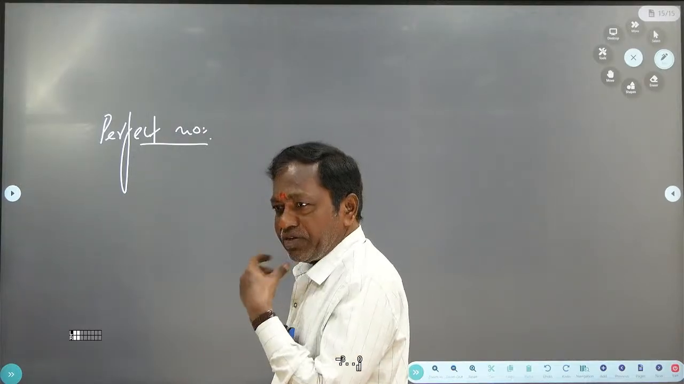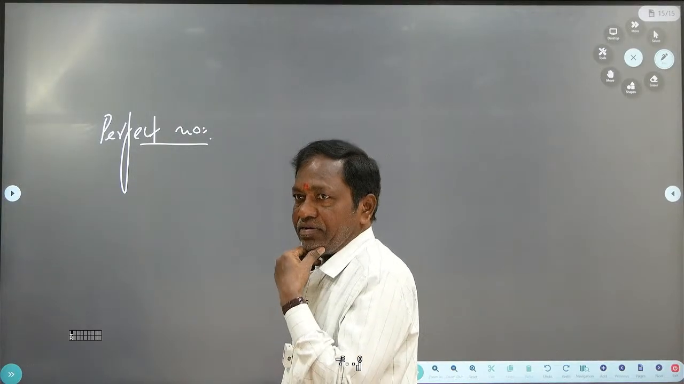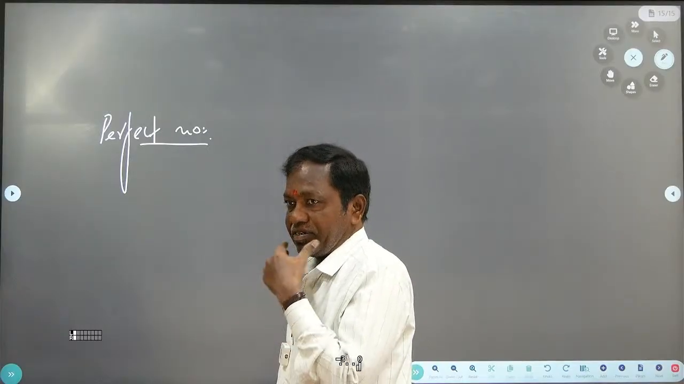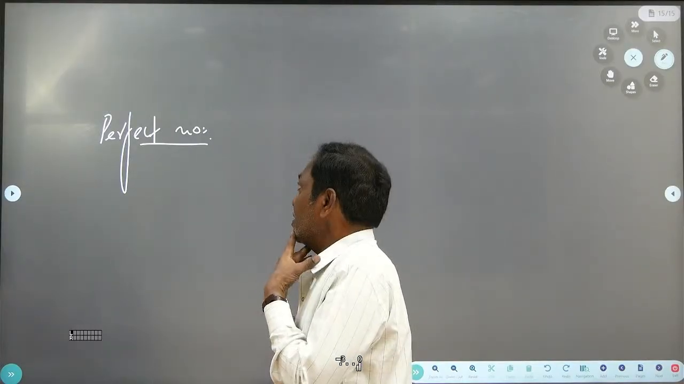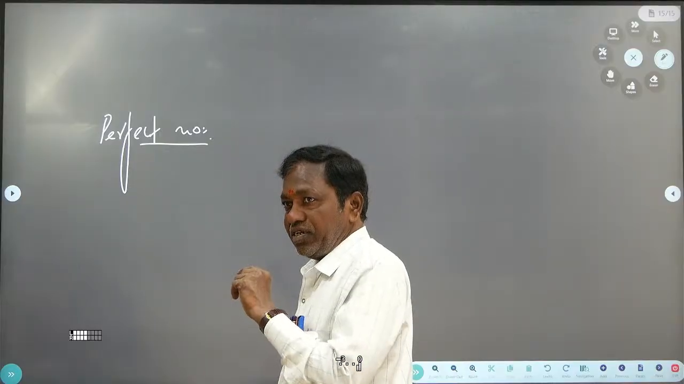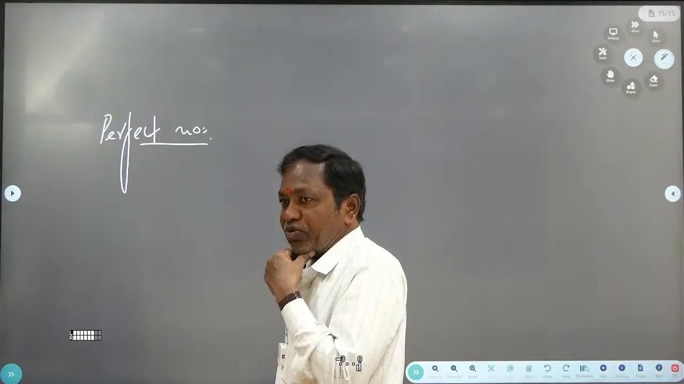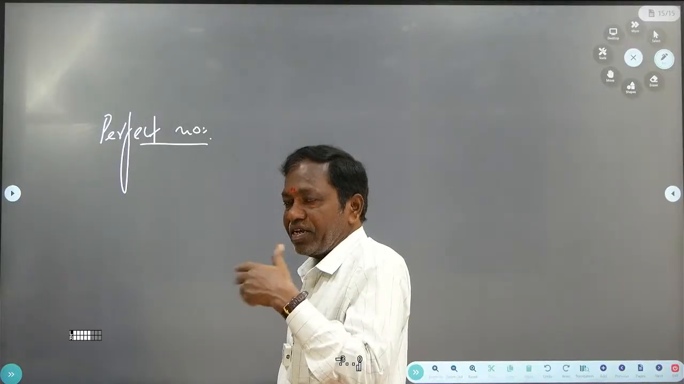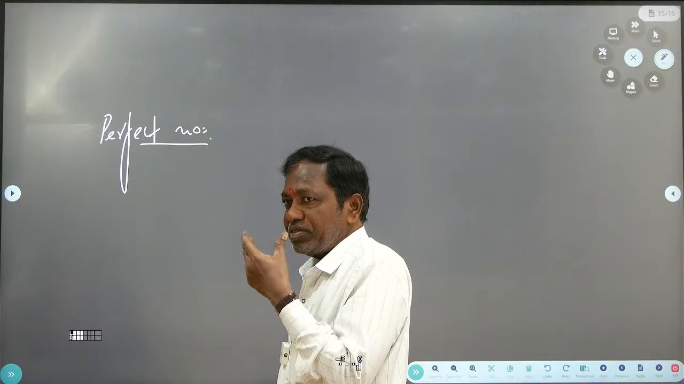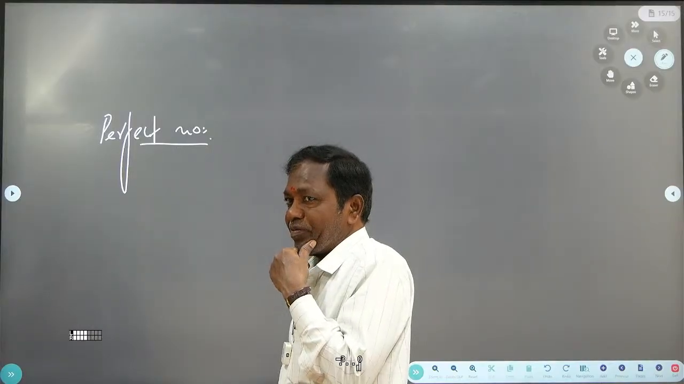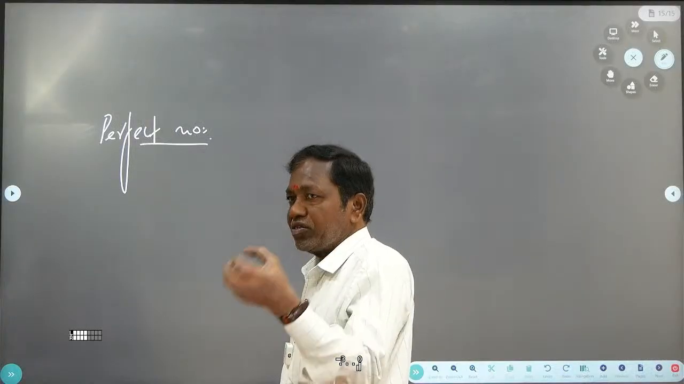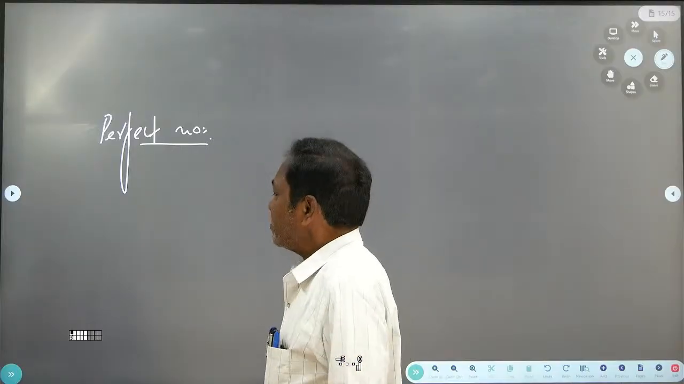I think last year's paper had it. So how did they cover it? The same question, but they did not use the perfect number term, because they don't apply the mathematical terms or formulas. They don't apply them, but they take the concept of it. Perfect. What is a perfect number?